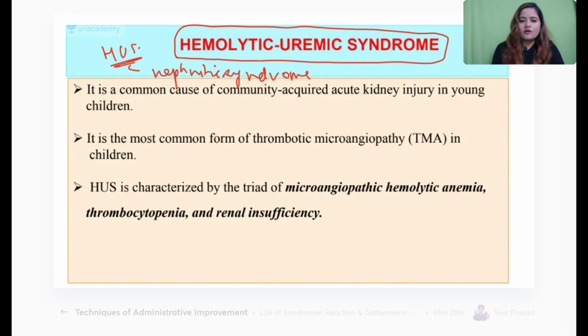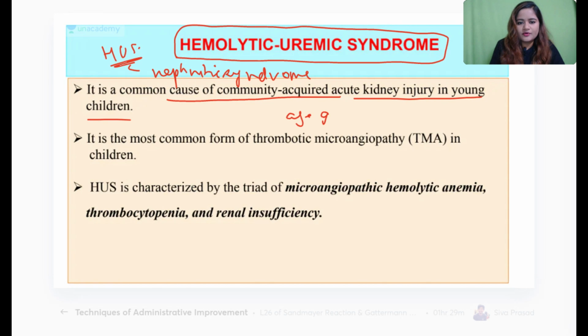Now basically this is a very common condition. And the best part is that it is a diagnosis of exclusion. That means when your patient comes with nephritic syndrome and you do not find any diagnosis, then finally you can label it as HUS if you're not able to work up for any other condition. So it is a very common community acquired cause related to acute kidney injury in young children.